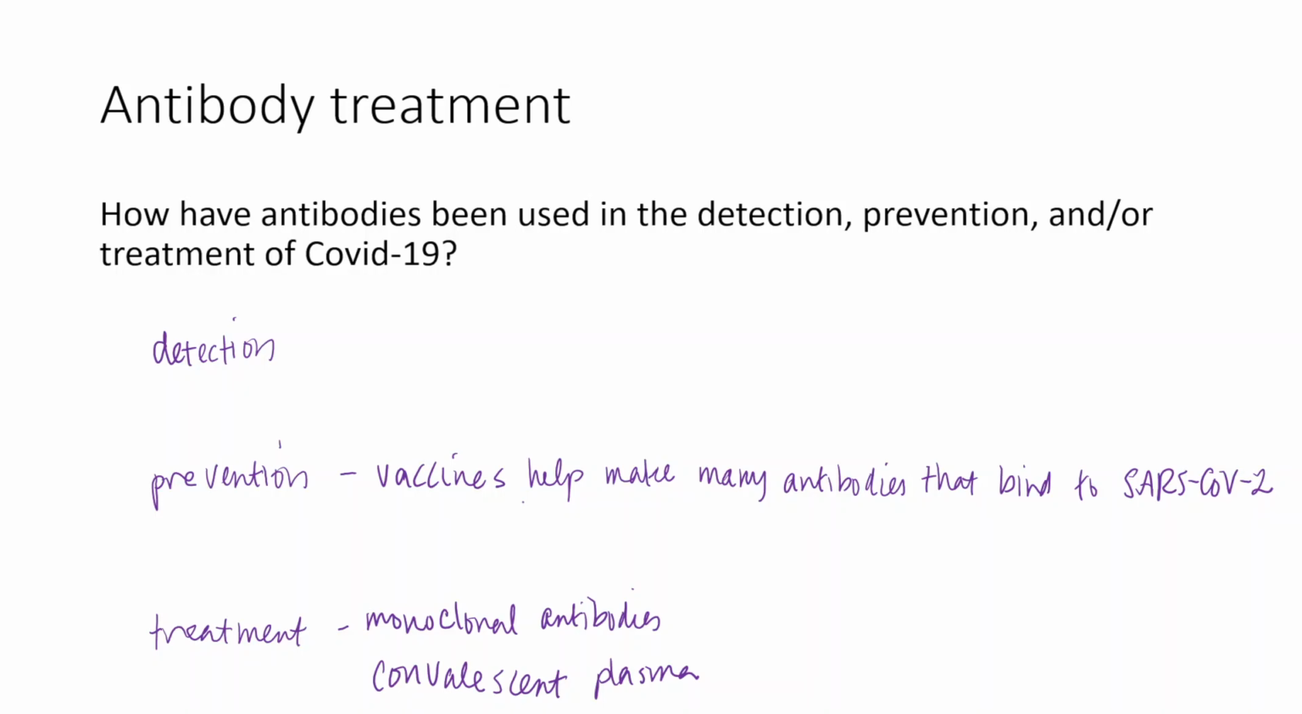So what about detection? Does anybody know about any tests for COVID-19 that might involve antibodies? PCR actually is looking for RNA, so it's looking for SARS-CoV-2's genome. It's not using antibodies. What other types of tests can you do? Has anyone ever done an at-home test, like a rapid test? Does anybody know how those work? Probably not. So yeah, they use antibodies, exactly.